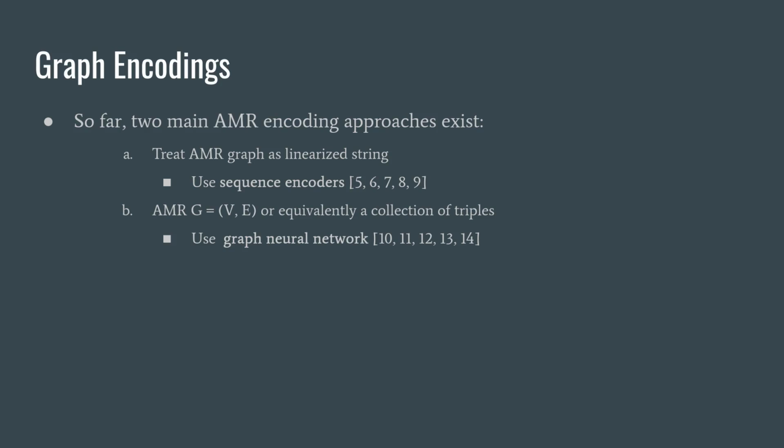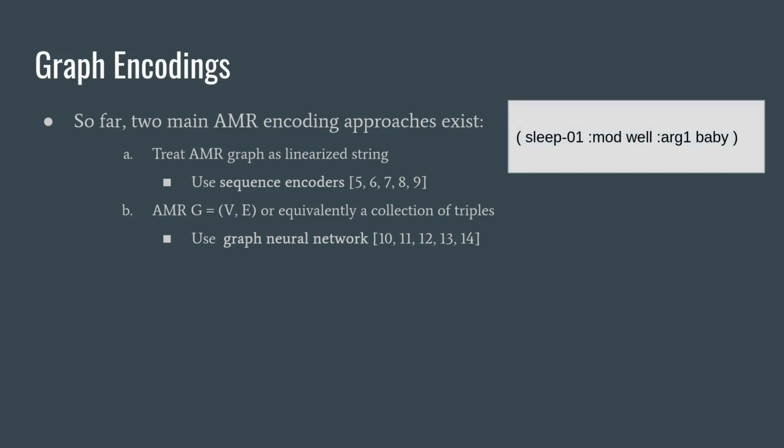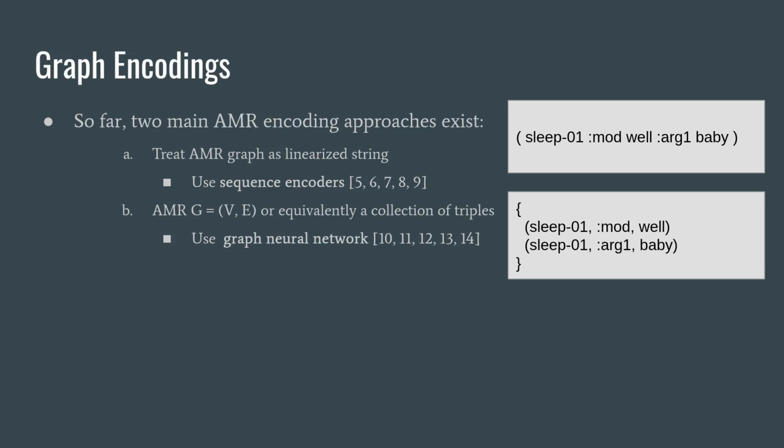And so far, for this, two main AMR encoding approaches exist. Well, we can treat the AMR graph as a linear string and use sequence encoders, which is very simple but surprisingly very effective. Here's an example of the sentence, the baby sleeps well. It's represented on one line and can be processed, for example, with an LSTM. Or we can treat the AMR graph as what it actually is. It's a graph, a set of vertices and edges, or equivalently a collection of triples, and use a graph neural network to encode it.